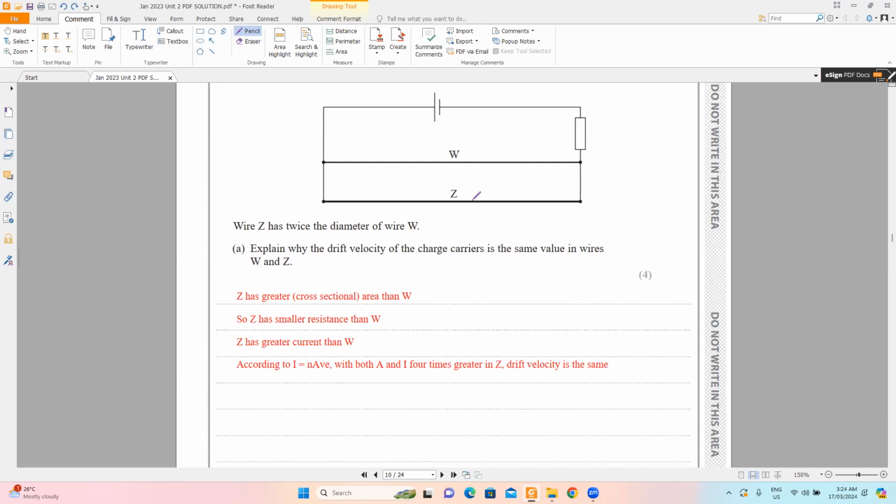Look at this. I is greater and the area is also greater. So that's what makes the drift velocity constant.